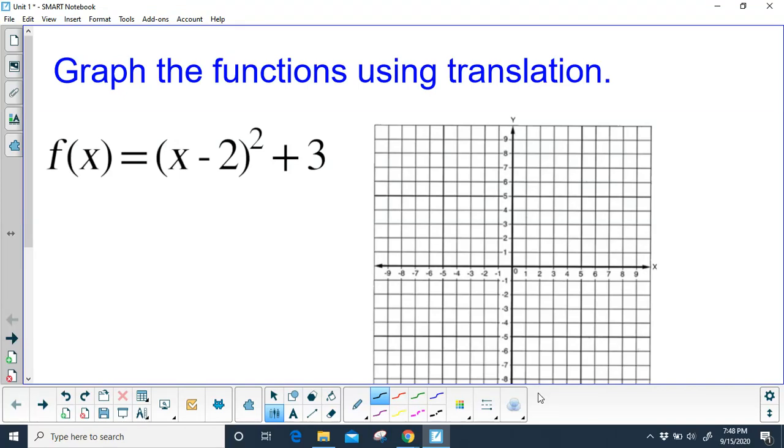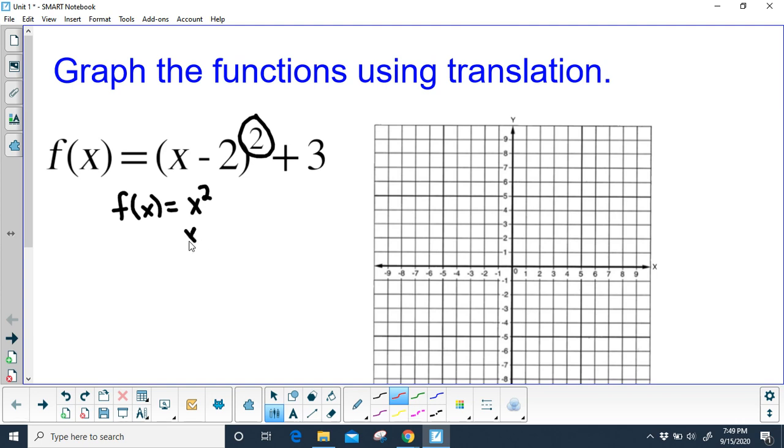All right, let's graph parent functions and translations. If we look at this equation, this is a quadratic function. The reason I know it's a quadratic function is because of this 2 right here, and that's going to make the U-shaped graph. As long as you know what your parent function looks like, you can graph pretty easily with translations.